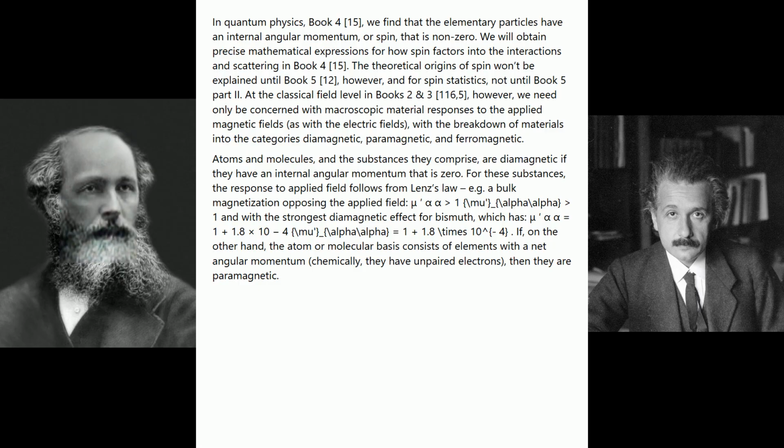diamagnetic, paramagnetic, and ferromagnetic. Atoms and molecules, and the substances they comprise, are diamagnetic if they have an internal angular momentum that is zero. For these substances, the response to the applied field follows from Lenz's law, e.g. a bulk magnetization opposing the applied field. Mu sub alpha alpha is less than 1, with the strongest diamagnetic effect for bismuth, which has mu sub alpha alpha equals 1 minus 1.8 times 10 to the minus 4.